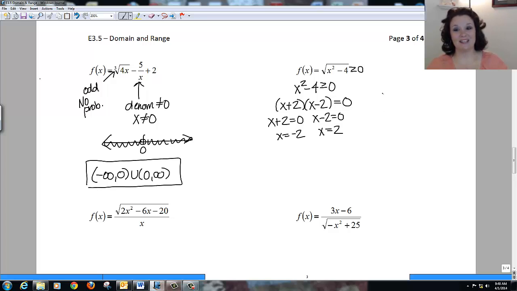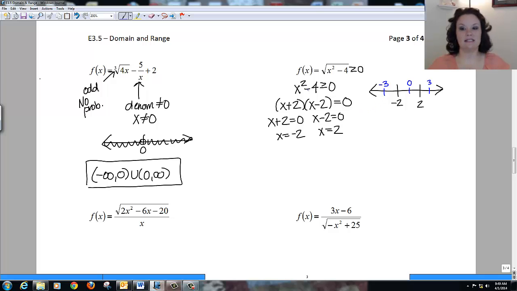So just like we did on 3.4, I'm now going to put negative 2 and 2 on my graph, and I'm going to test these intervals to see which ones are positive and above the x-axis, and which ones are negative or below the x-axis. Okay? So I'm going to pick a number in between each little 0. To the left of negative 2, I'm going to pick negative 3. In between negative 2 and 2, I'm going to pick 0. And then to the right of 2, I'm going to pick 3.